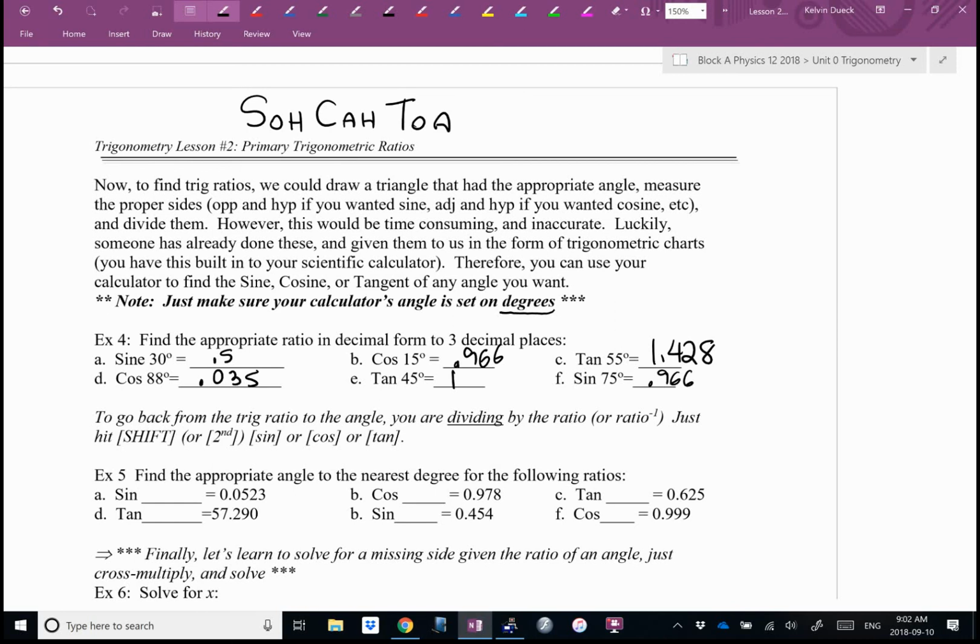Not only do your calculators have all of the tangent values built in, but you can go backwards. If you give it a tangent value or a sine value or a cosine value, and this is the really useful part, it can give you the angle back. You do that by pressing the button in the top left corner of your calculator, which is either second function or shift or inverse.